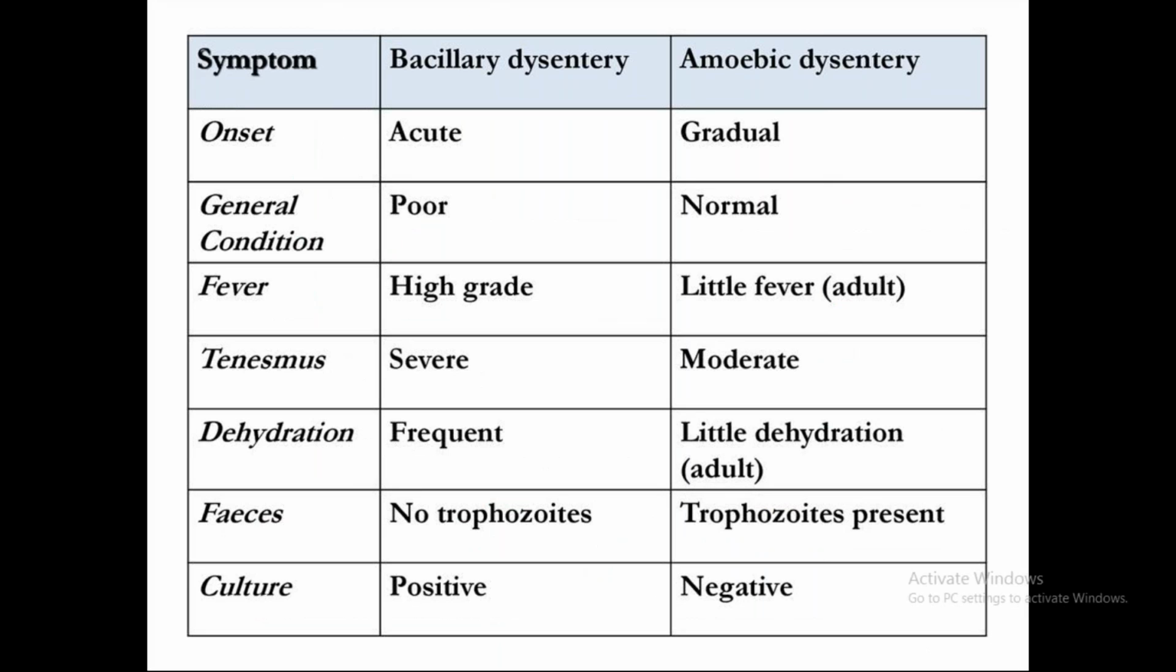So dysentery. Any patient with dysentery, we have to differentiate whether it is bacillary dysentery caused by Shigella or amoebic dysentery. So what are the common differences? Some main differences. In bacillary dysentery, acute onset will be present, whereas in amoebic there will be gradual onset. The general condition will be poor in bacillary dysentery, whereas in amoebic it will be normal. High grade fever will be present in bacillary dysentery, whereas low grade fever will be present in amoebic. Tenesmus will be severe in bacillary dysentery, whereas in amoebic dysentery, moderate tenesmus will be present.